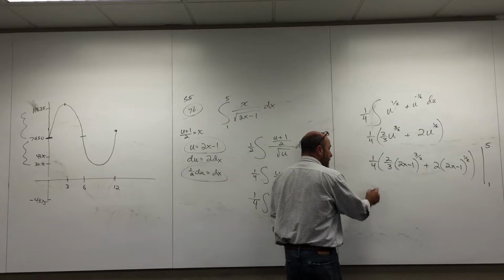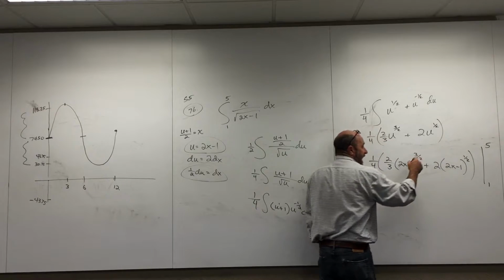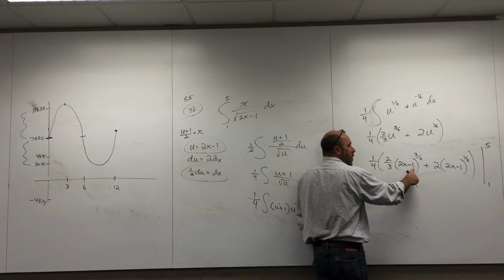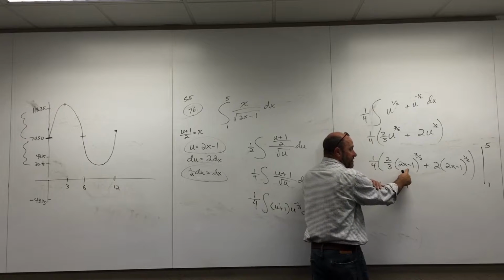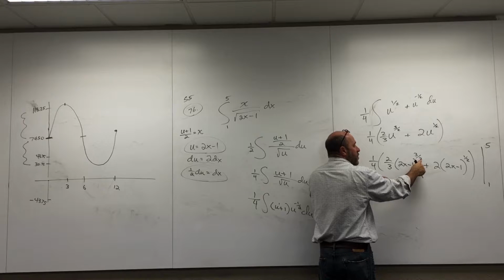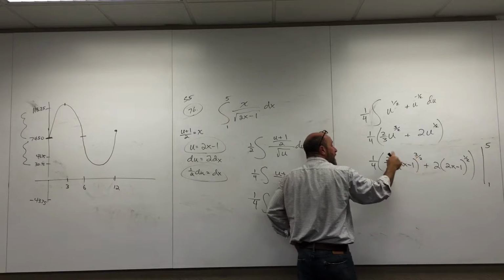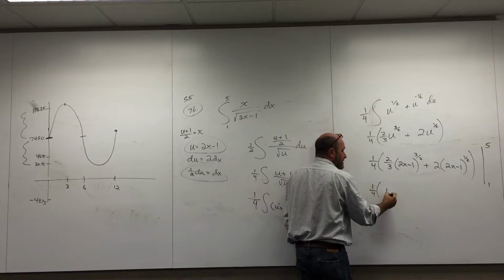Ready? I'll try to help you. There's a 1/4 out here. When I plug in the 5, it's 10 minus 1, which is 9. If you don't mind, I'm going to do some of this in my head. That's a 9. You know what the square root of 9 is? 3. Cubed, 27, times 2/3. 18.